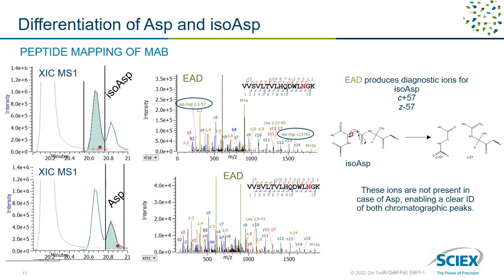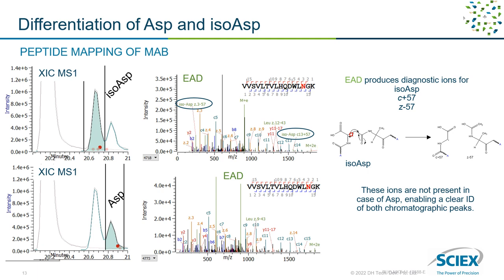Now, when you use sample prep to digest the protein into smaller peptides, you can really get into the nitty-gritty. So nitty that we can actually differentiate between ASP and iso-ASP isomers. And differentiating these isomers is important because it can happen as a degradation pathway.